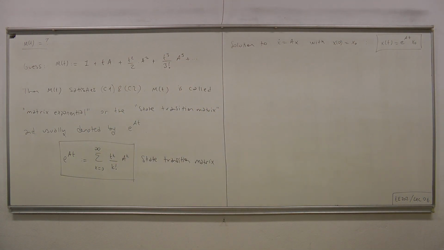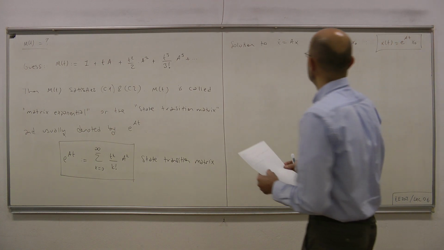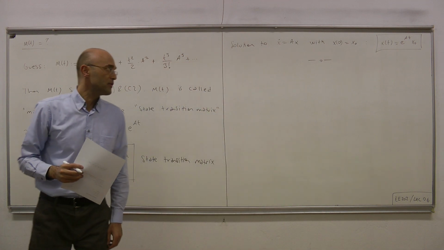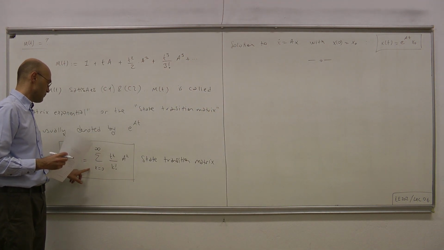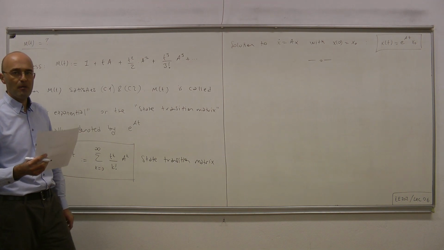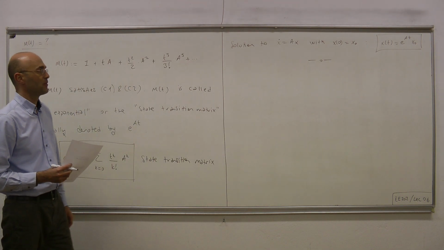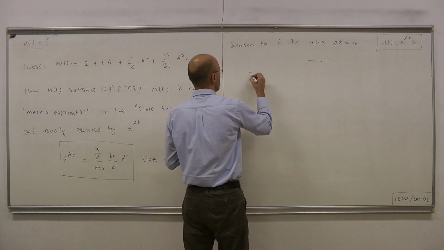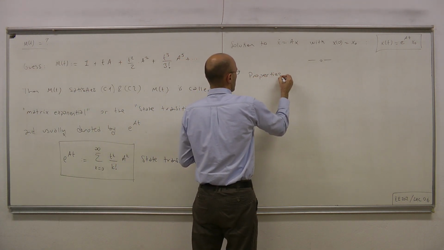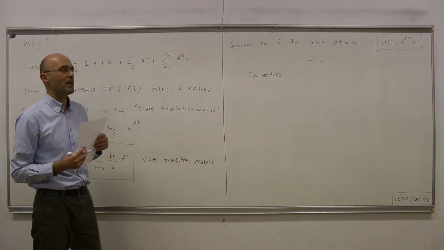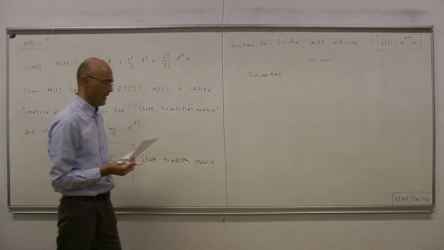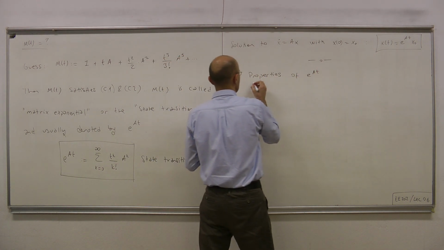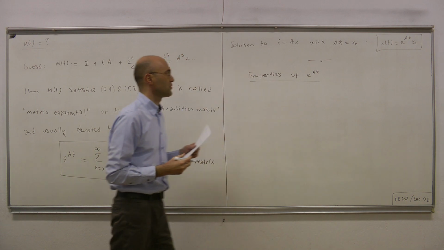Now let's list some properties of the state transition matrix. All will follow from the definition. Some are easy to show, some are not that easy to show. I'm not going to go into details, but it's always good to know these properties, which may become handy for analysis.